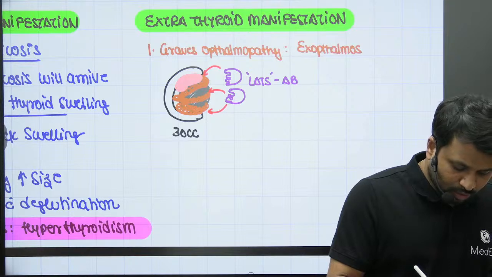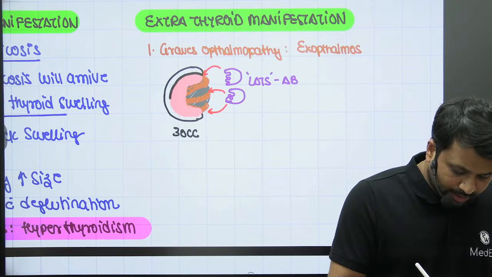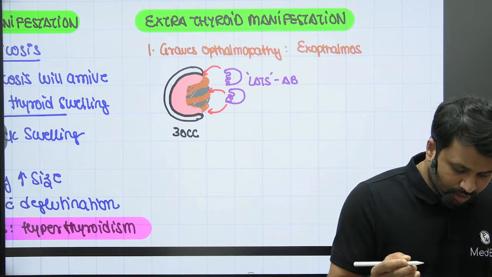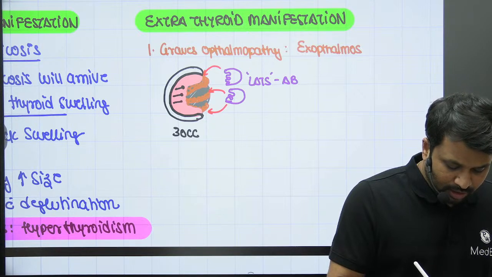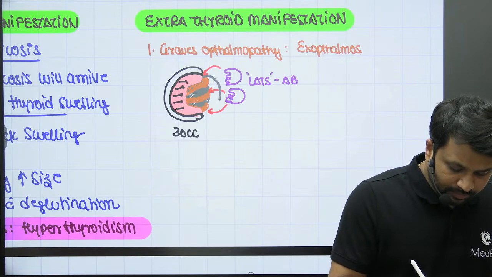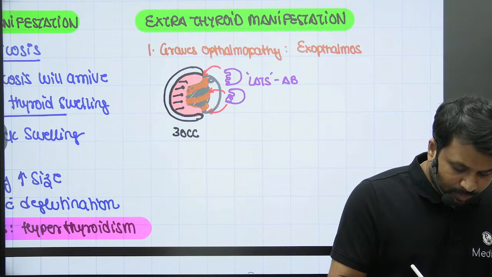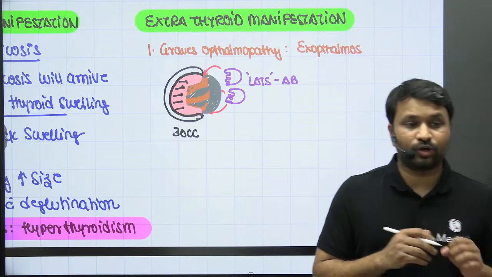So a retroorbital edema is going to occur. Because the posterior surface is made up of a bony cavity, this is not going to budge. So all the accumulated fluid will exert pressure onto the eyeball. Hence the eyeball is now forced to pop out of the ocular cavity. This popping of the eyeball is what we call exophthalmos.